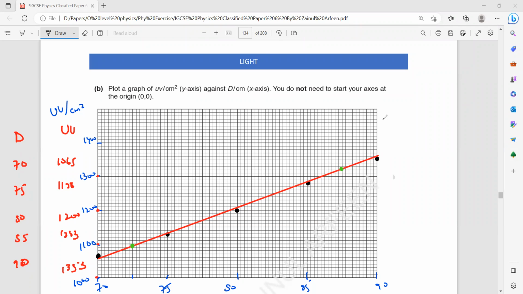So what is the formula for gradient? You have to learn this formula: gradient is y2 minus y1 over x2 minus x1. When you plot a graph, the first point on the y-axis is y1, and the second point on the y-axis is y2. In the same way, the first point on the x-axis is x1, and the second point on the x-axis is x2.